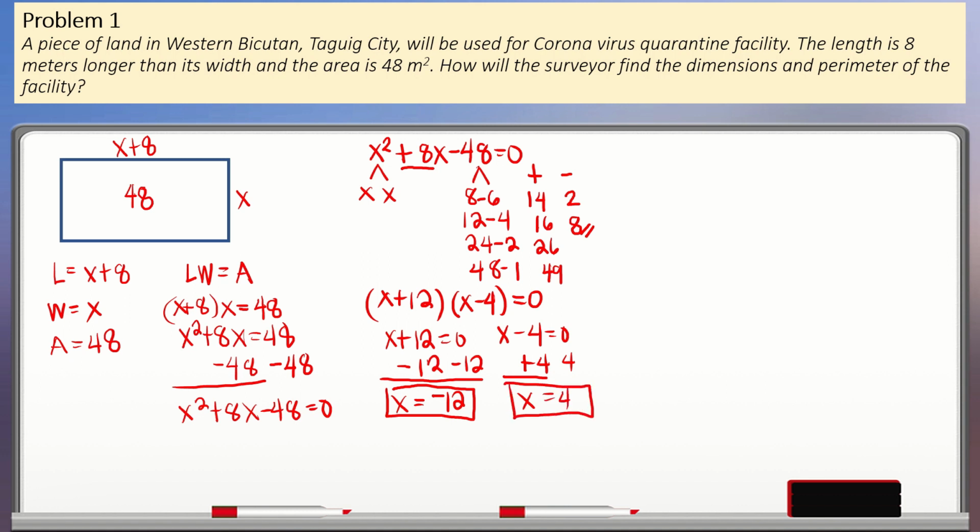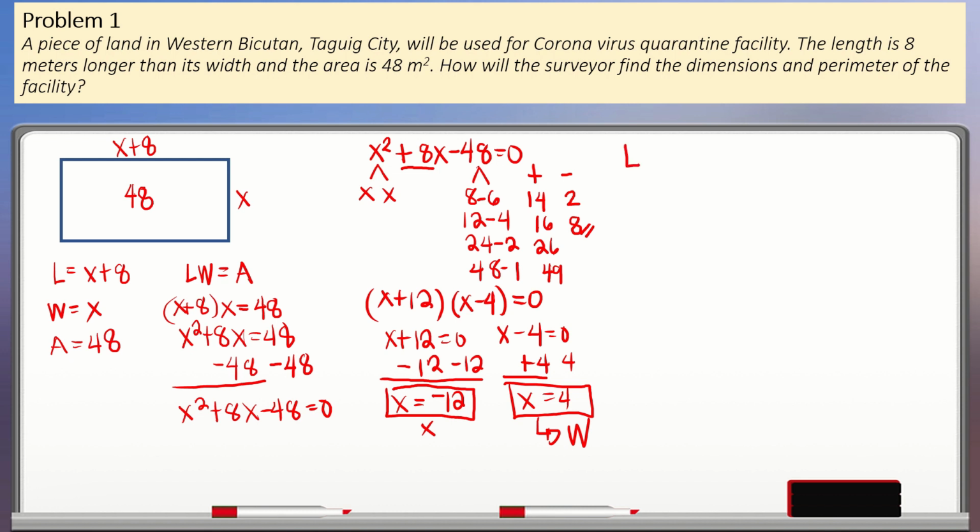Okay? In this case, we will not accept the negative root or solution since there is no negative measure. So this means we will not use this as a solution, but instead we'll use x is equal to 4, and we know that x is our width. So we already now have the value for our width, which is x.